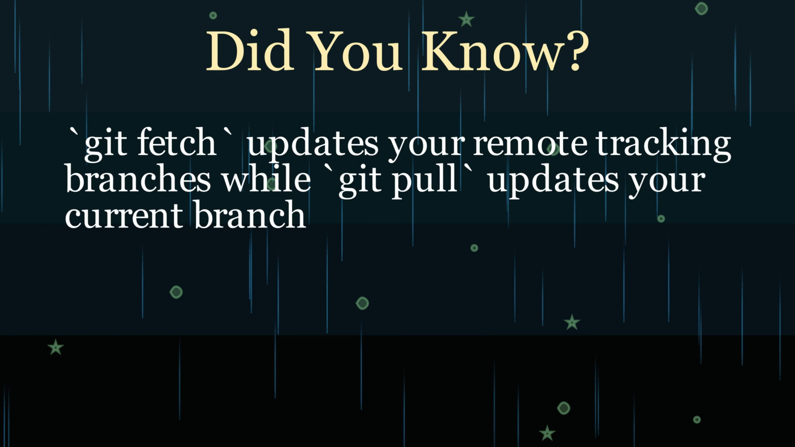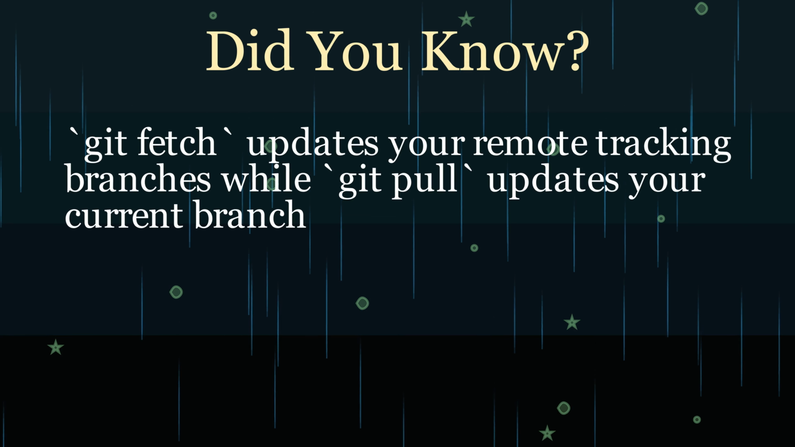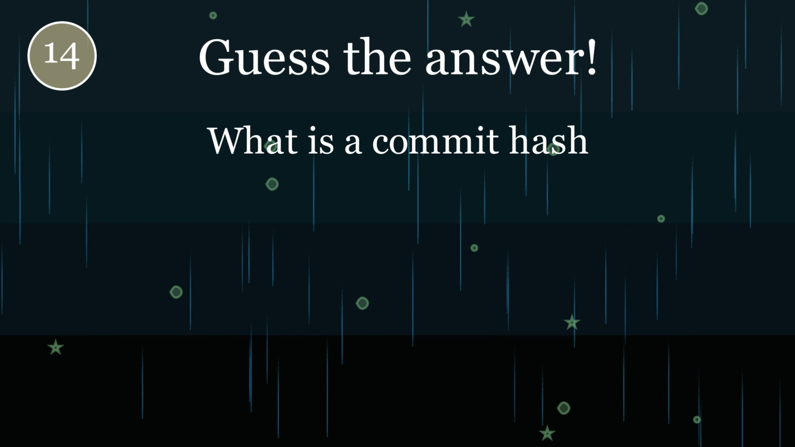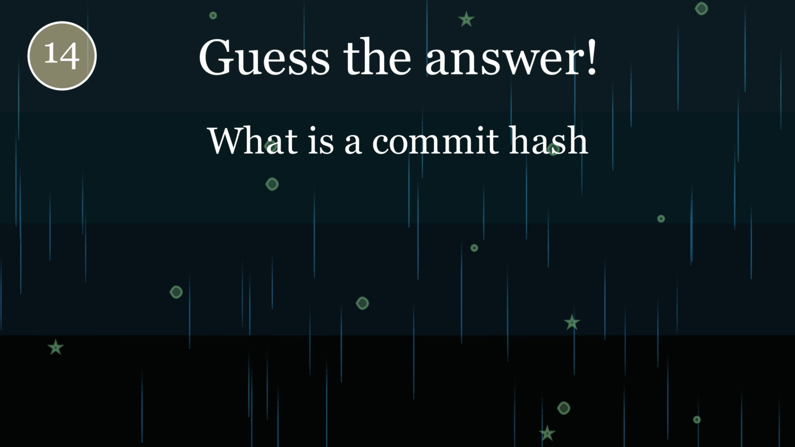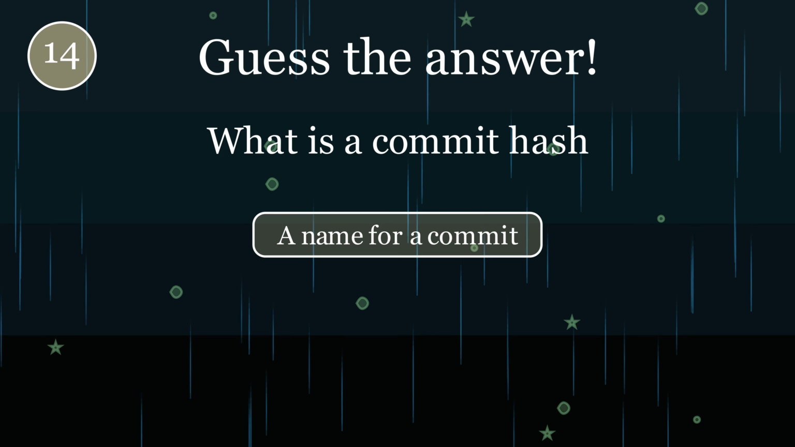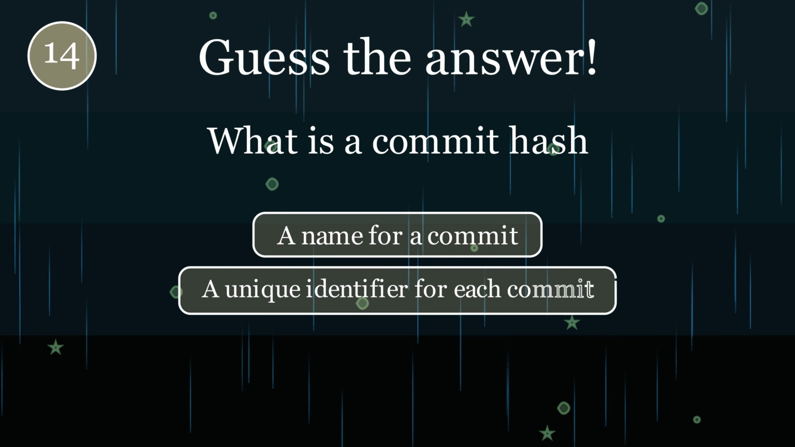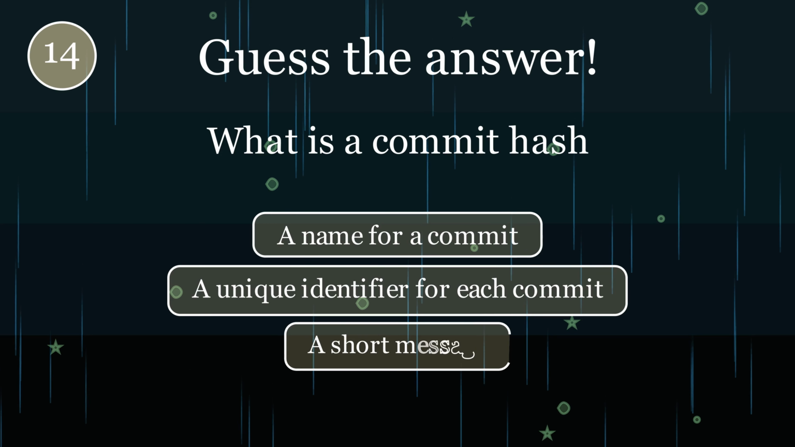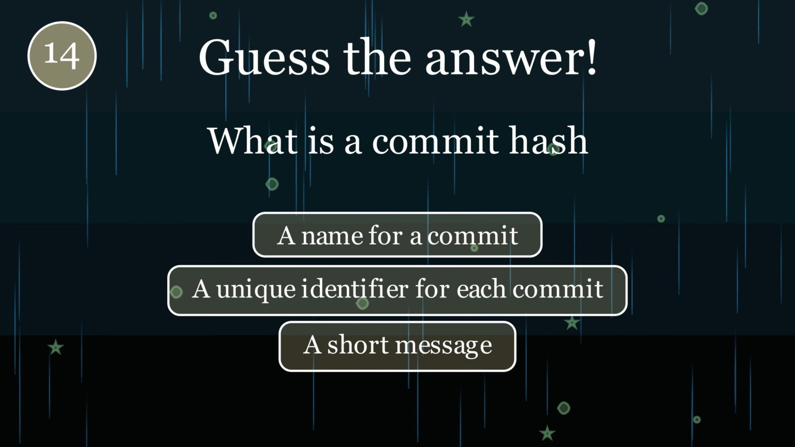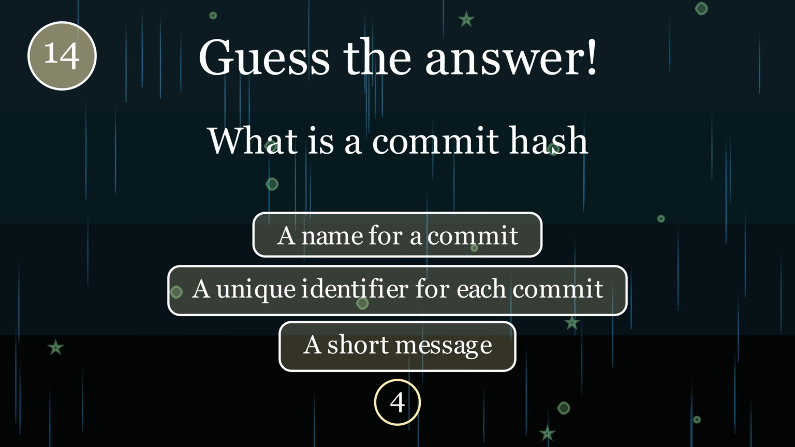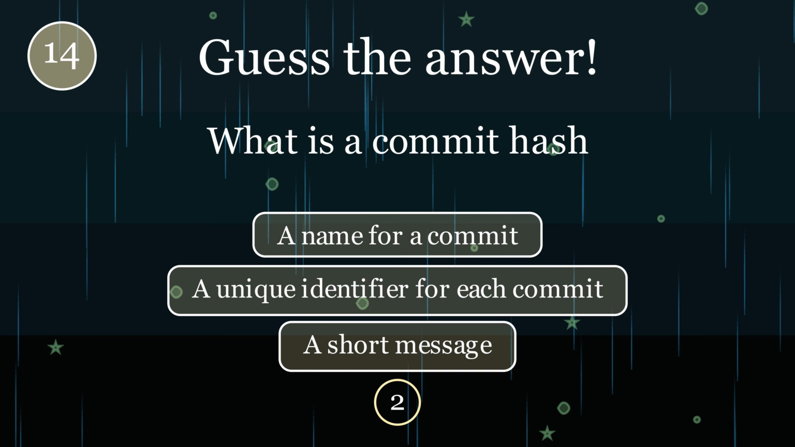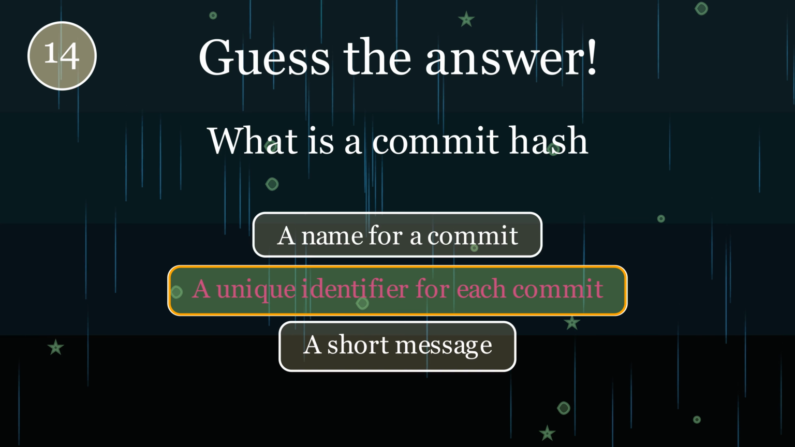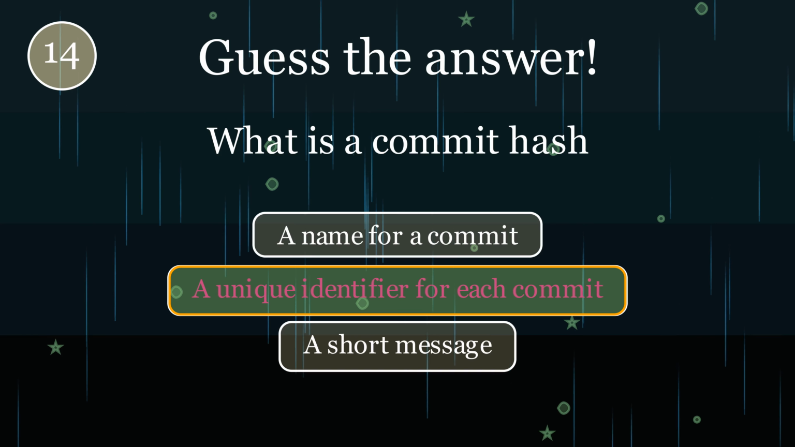Surprising trivia: git fetch updates your remote tracking branches while git pull updates your current branch. What is a commit hash? A name for a commit, a unique identifier for each commit, a short message. The correct answer is a unique identifier for each commit.